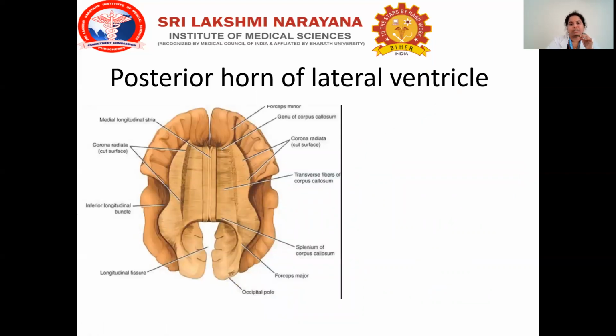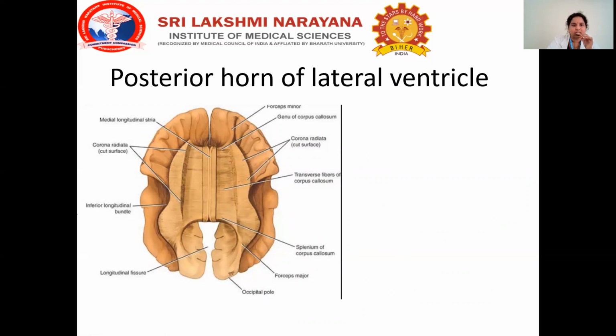Coming to the posterior horn of the lateral ventricle, the posterior horn extends into the occipital lobe of the cerebral hemisphere. So here, two structures are to be noted. One is the forceps major bundle. The next structure is, in the medial surface of the cerebral hemisphere, there is a prominent sulcus called the calcarine sulcus.